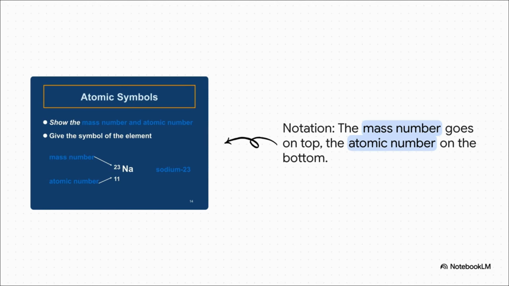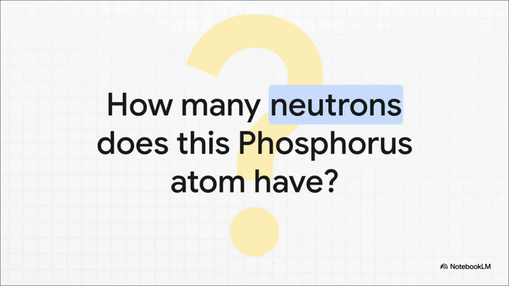Scientists have a handy little shortcut for writing this all down. They put the big number, the mass number, which is 23, here on top. And the smaller number, the atomic number, which is 11, goes on the bottom. So just by looking at this, we have all the information we need. Let's try one out together right now.